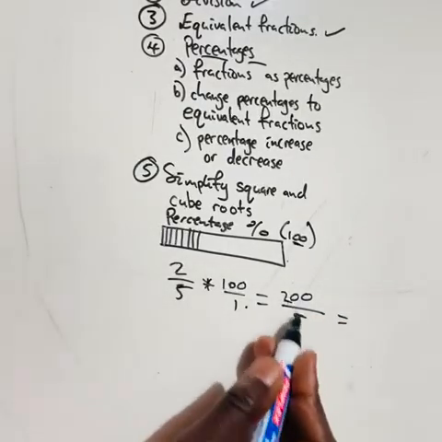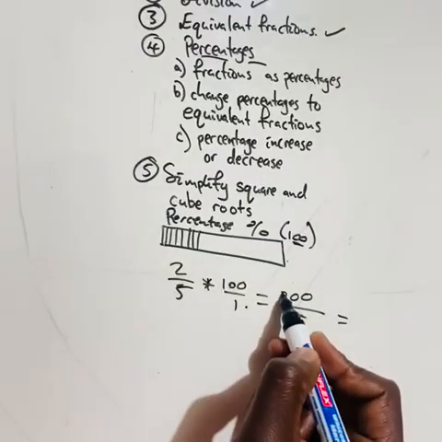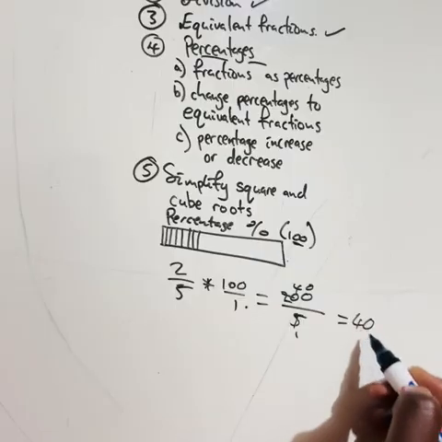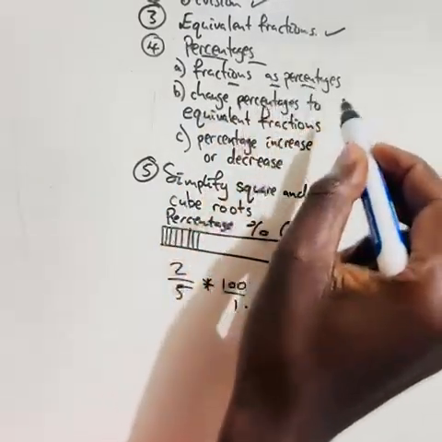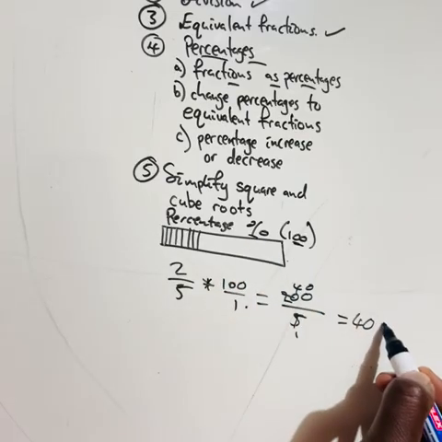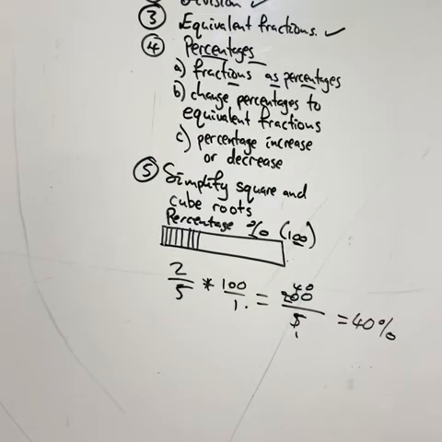Then we now say 200 divided by 5, right? 5 into 5, it's 1. 5 into 20, that's 4. 5 into 0, that's 0. 40. But the answer that we got, because they said they wanted fractions as percentages, we now use this sign. So it's not 40 donkeys, it's 40%. So you must use this symbol to represent the percentages. Failure to do that means that your answer is wrong.